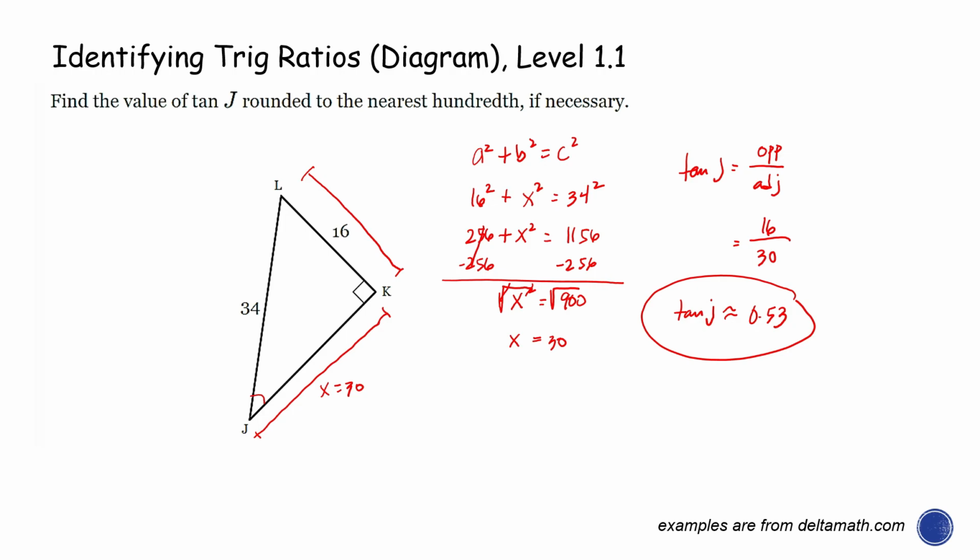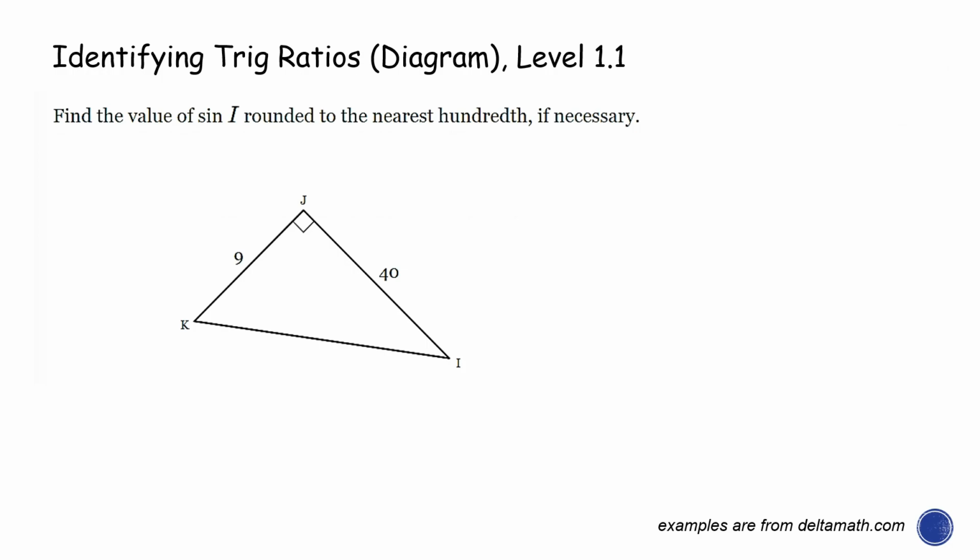All right, let's go to the last example. Find the value of sine I, and we need to round off our answer to the nearest hundredth again. So we are expecting a decimal answer, obviously. Angle I is right here, and sine I is equal to the opposite side, which is 9, over the hypotenuse, which is KI. Let's name that side x, the hypotenuse, and we need to solve for that using the Pythagorean theorem. So a squared plus b squared equals c squared. A is our opposite side, 9 squared. The adjacent side is 40, and the hypotenuse is our x.